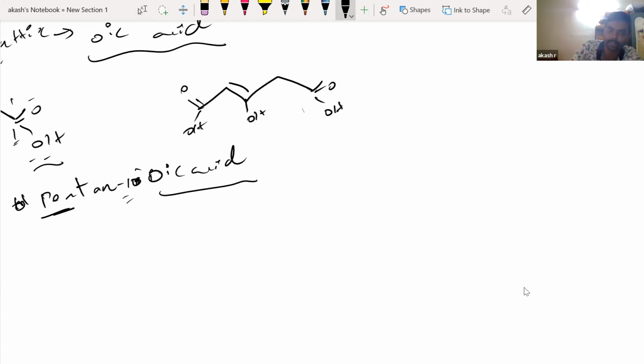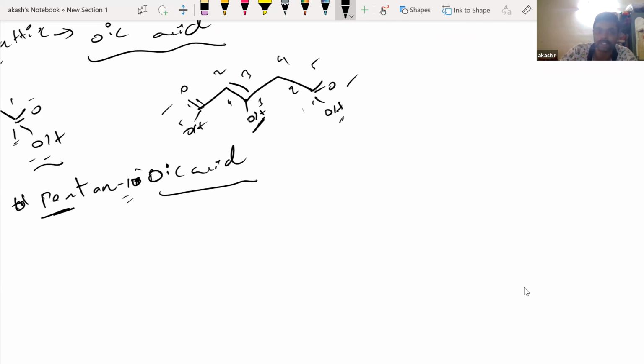So we again have two ways of numbering. That is 1, 2, 3, 4, 5, or you can go from here 1, 2, 3, 4, 5. Now the first priority obviously goes to COOH. However you go, it's going to be 1, 5. That's not an issue. So now you're looking at the second priority. We have COOH, we have a double bond, and we have OH. Obviously maximum priority goes to COOH. The second priority goes to OH, not the double bond.